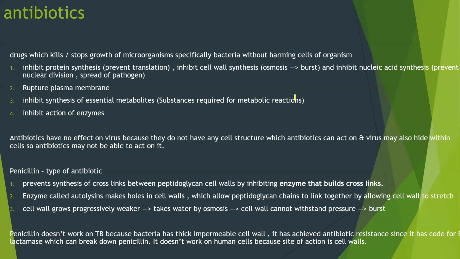So TB has penicillin resistance. So use of penicillin won't work on TB because it has the genetic code which codes for beta-lactamase, and beta-lactamase can break down the structure of penicillin. And you must be wondering why penicillin doesn't work on human cells. It is because we have different cell walls. So the features are different between prokaryotes and eukaryotes. So it depends on their mode of action and why it doesn't target human cells.